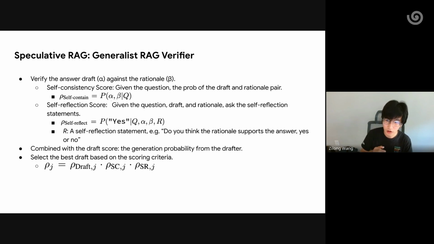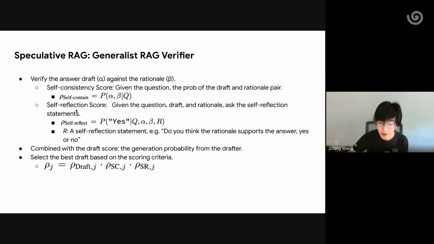So we are leveraging the language modeling ability of large language models. So we expect a self-consistent answer and rationale pair should have higher probabilities here.